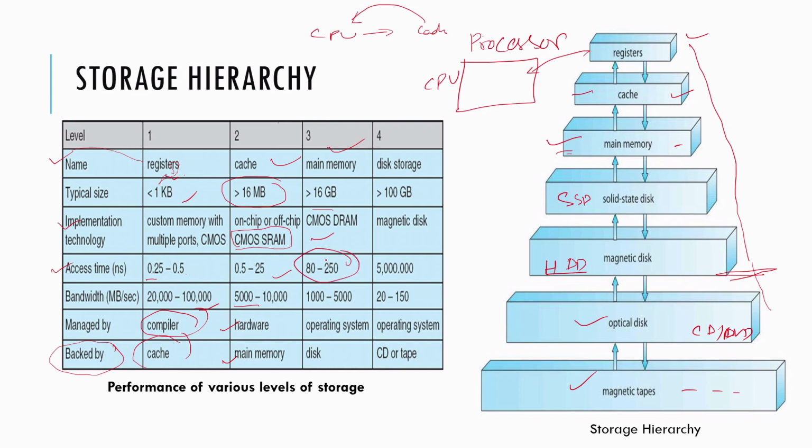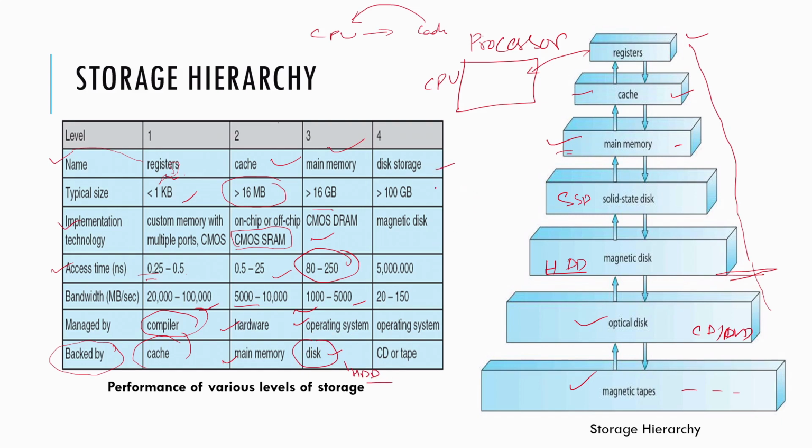We have the 80 to 250 range of the access time in nanoseconds, and we have the 100 to 1000 to 5000 MB per second transfer, and it is managed by the operating system, and it is backed by the disk, that we call the hard disk.